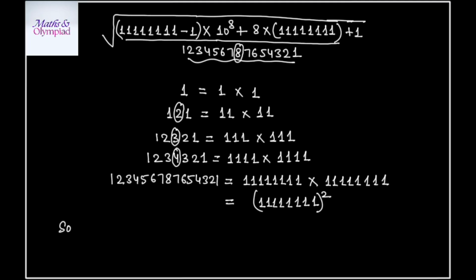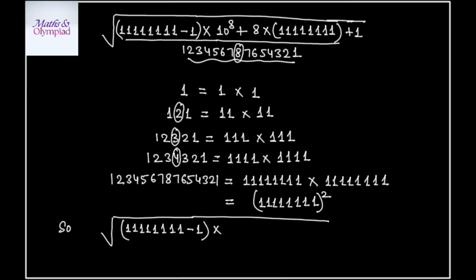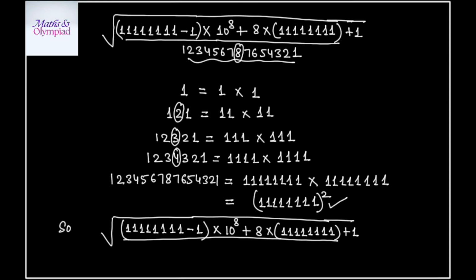So we have 8 times 1 678 minus 1 multiply by 10 raised to power 8 plus 8 multiply by 8 times 1 plus 1 over, we can write this in the denominator, 345678 whole square.